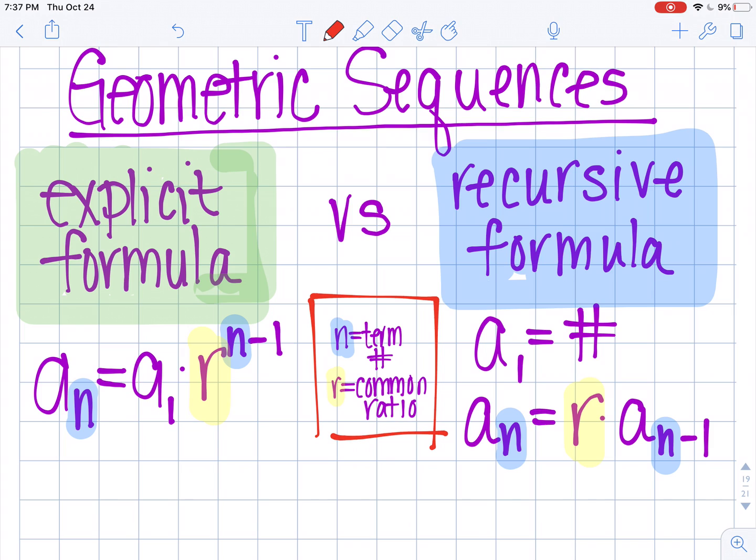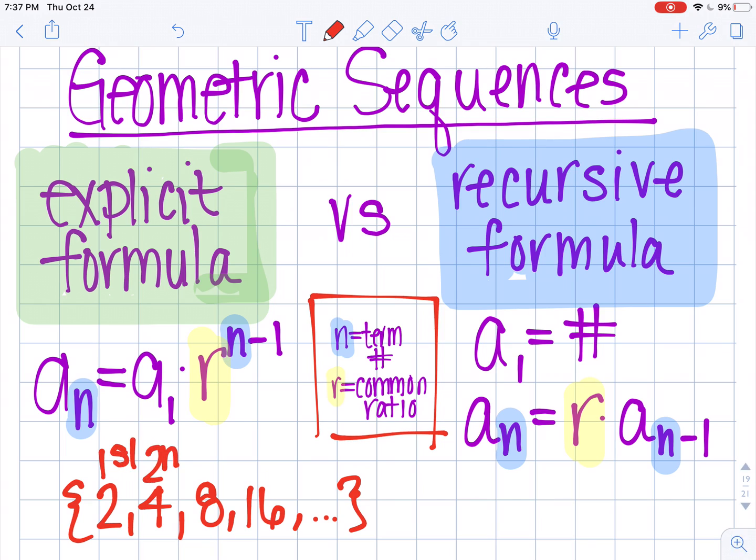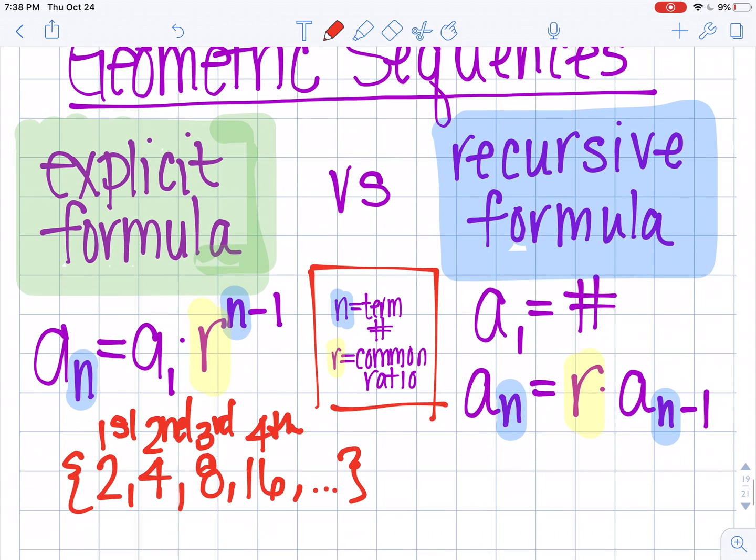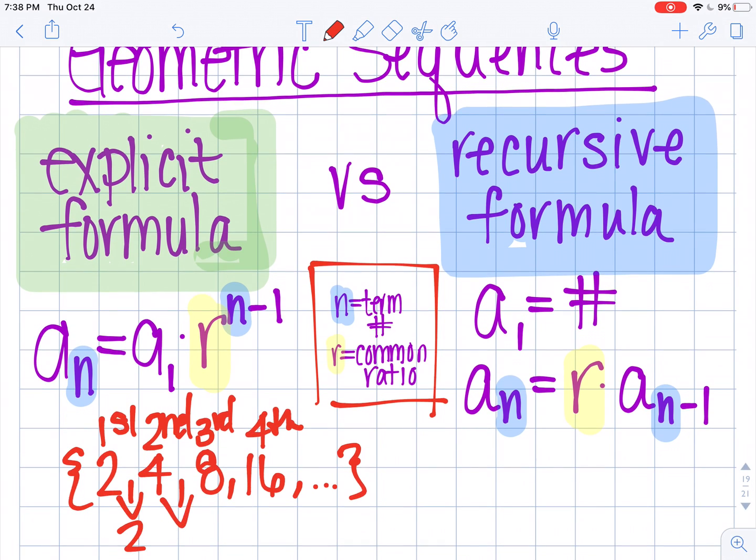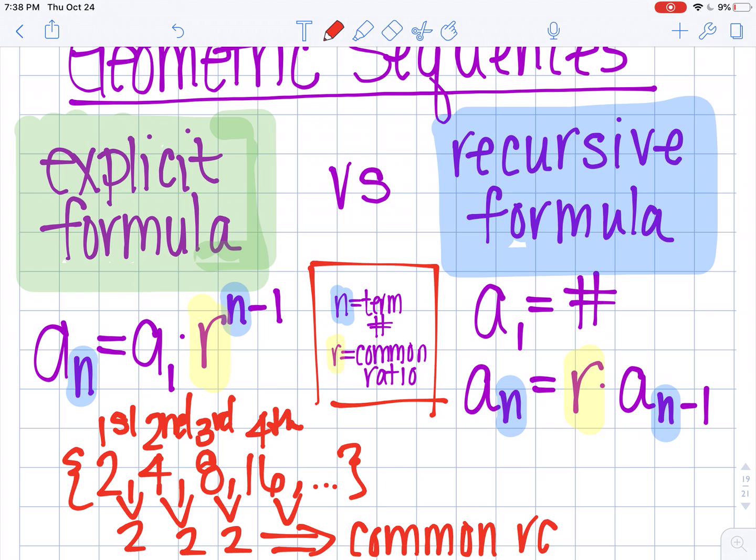So just to give you a small example, if I had the numbers 2, 4, 8, 16, where this is my first term, this is my second, this is my third, this is my fourth term, to get each number you can tell that I multiplied by 2 times 2 times 2. So to get each number I'm going to multiply by 2, which is my common ratio. So in this case it's 2.